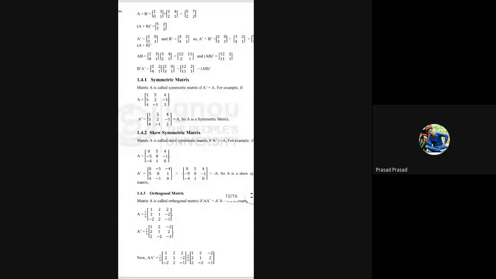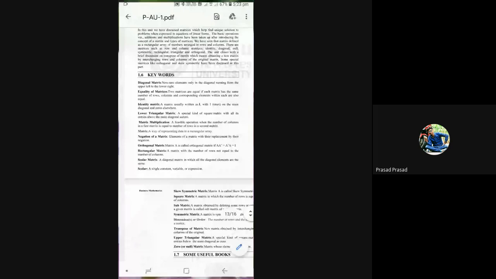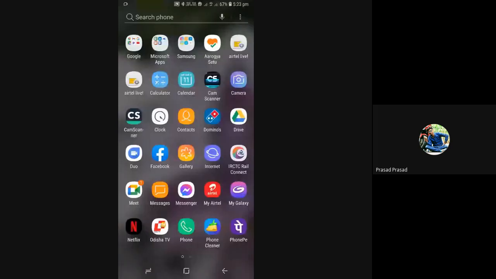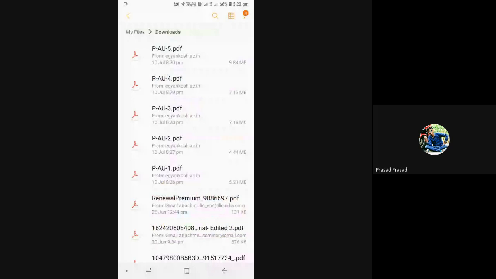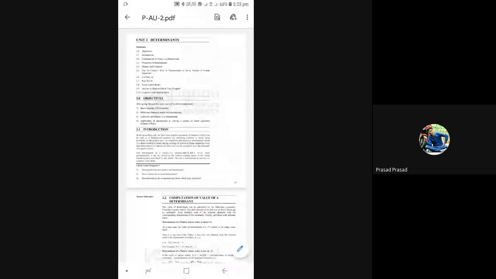Then some other matrices are there, that is symmetric matrix. Examples are given here, you can see that. Skew matrix: only examples, you can see and understand. Then next is determinants. Determinant is similar to matrix, but it is different in one case. That is, in a determinant, it should be a square matrix. Okay, square matrix means the number of rows and number of columns should be equal.